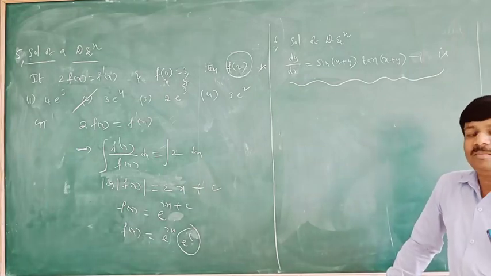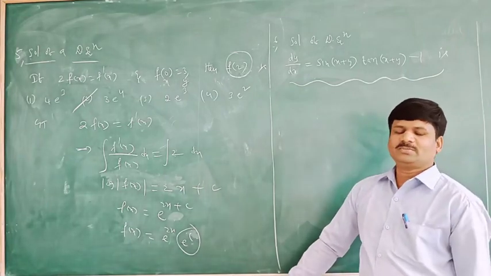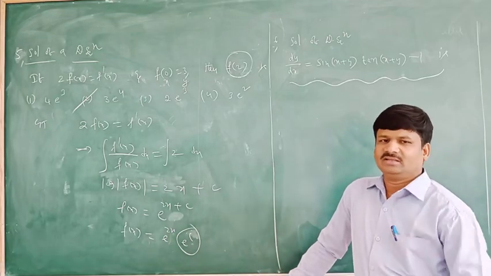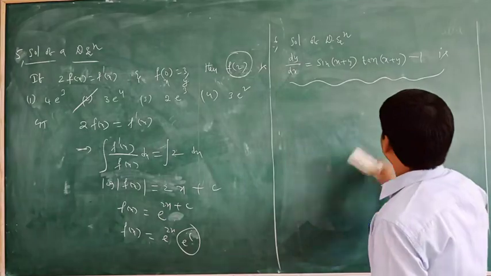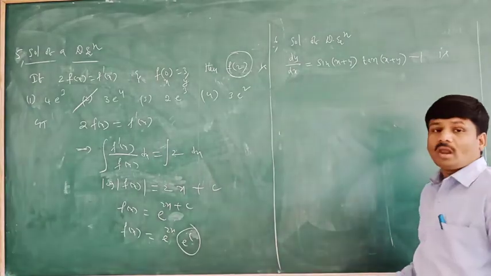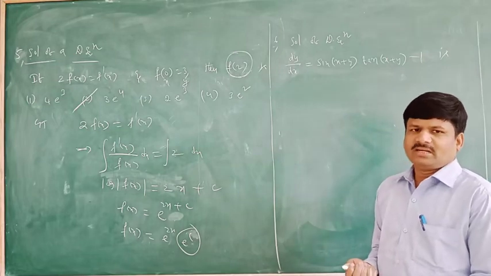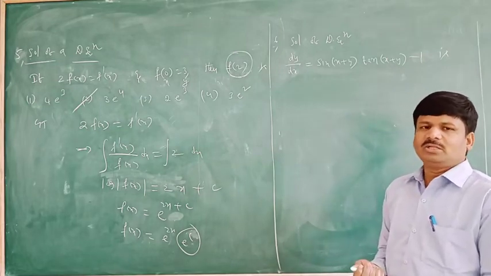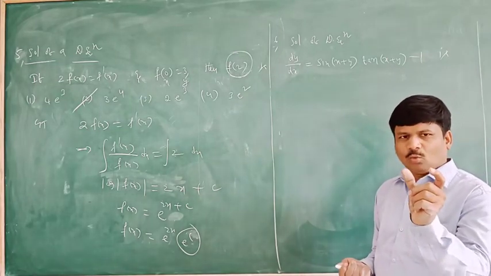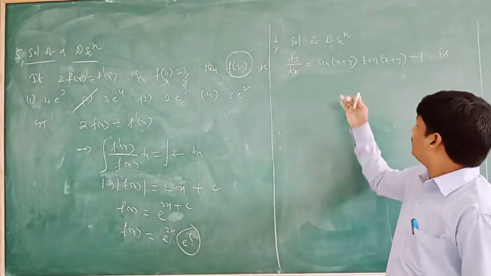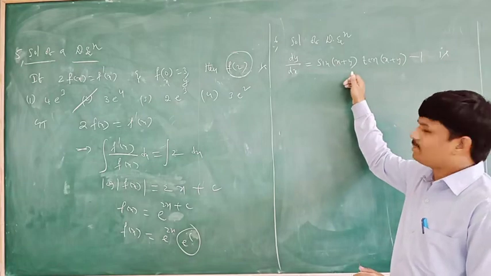Solving means by which method will you solve? Maybe variable separable, homogeneous, or linear. Check that one. Is it in the form of variable separable? Can you separate the variables here? Separating the variables means that at dy you keep the y terms, and at dx you keep the x terms. Is it possible to separate x and y?